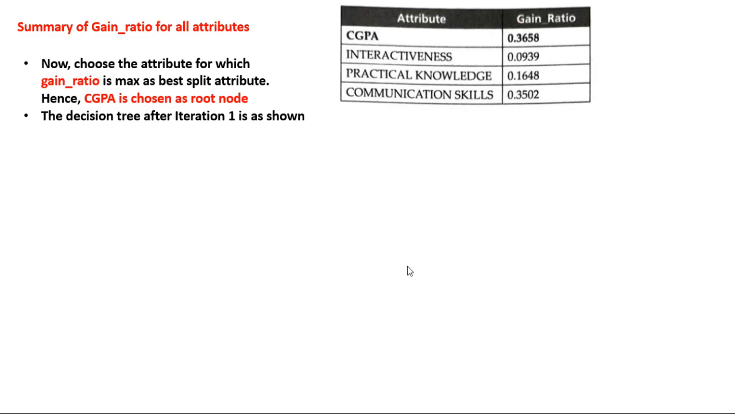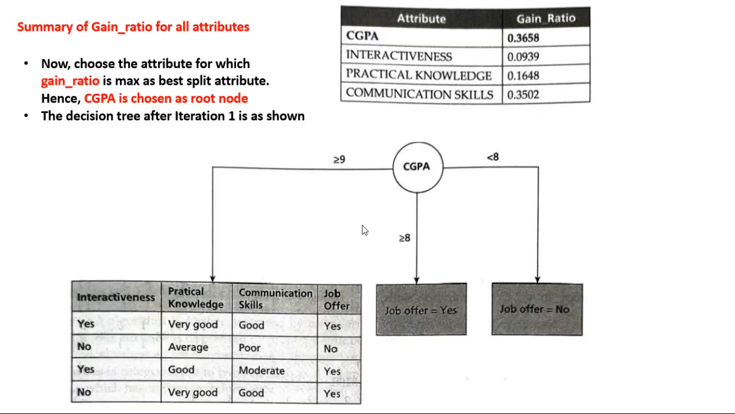So with all these steps you have now decided which is your root node. My root node is CGPA. Now do the branching. In CGPA we observe that there are 3 different values: greater than equal to 9, less than 8, greater than equal to 8. Go back to the training data set and see whenever CGPA was greater than equal to 8, job offer was always yes. So there is no need for taking any decision. It's directly leading to a leaf node.